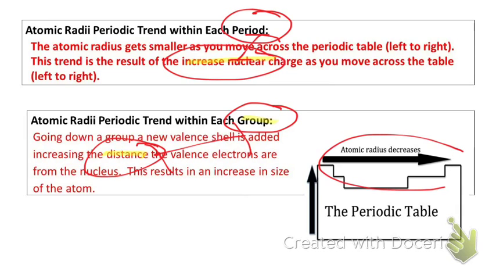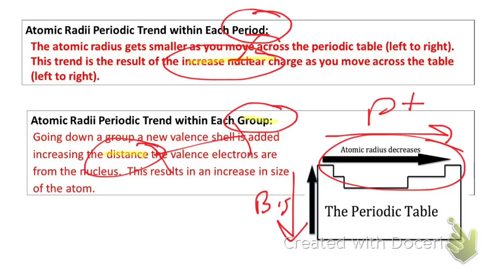So the radius decreases going from left to right because the magnitude of charge increases. So in other words, the number of protons increases, whereas in the periodic table, going down a group, the size gets bigger. Okay, so we get bigger going down, and that's solely because there's an increase in distance. So there it is in a nutshell.